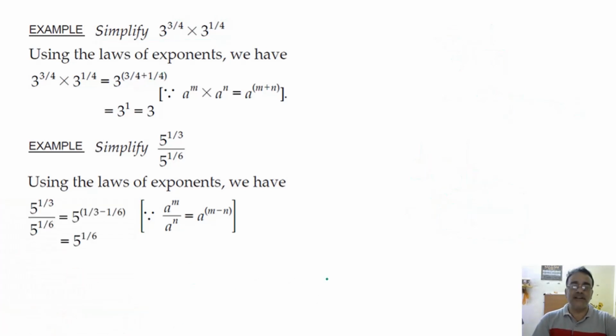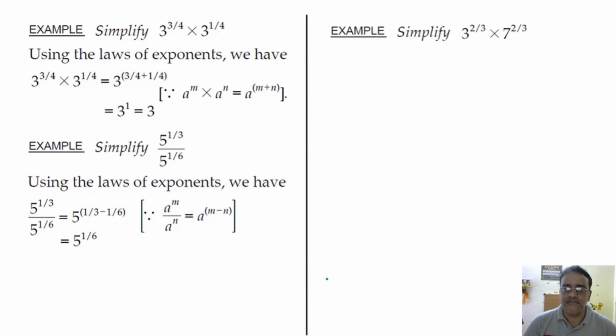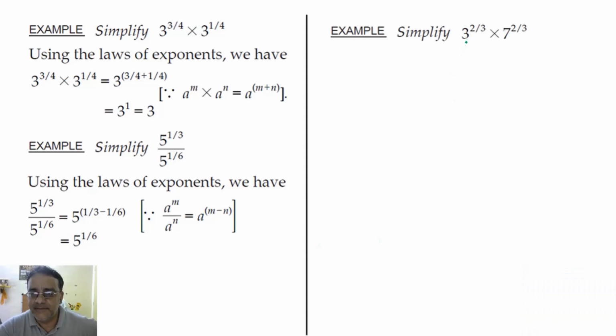Now we'll see one more example. All these are simple problems only. See, simplify 3 to the power 2 by 3 into 7 to the power 2 by 3. So what we are observing, bases are different and powers are same. ठीक है, दोनों का पावर सेम है.